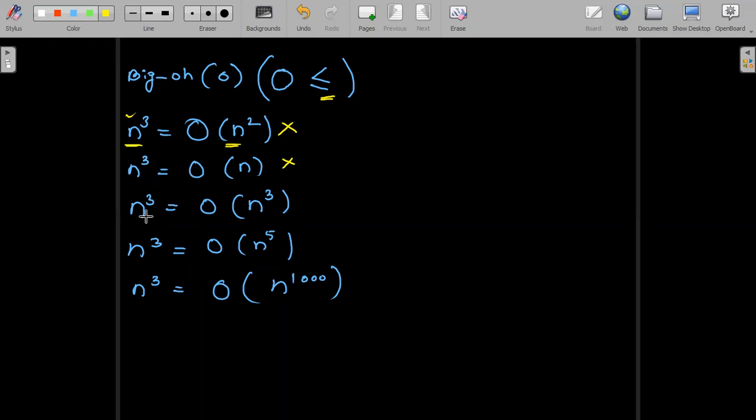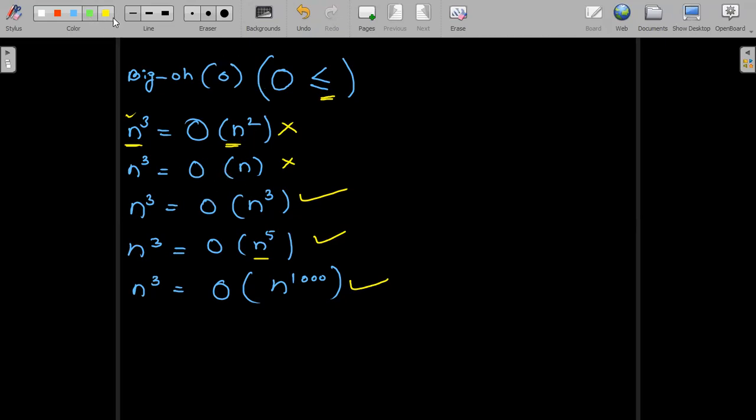Now you see, n cube equal to big O of n cube. This is okay, because one condition satisfies, because of less than or equal to. Again, n cube is equal to big O of n power 5. This also satisfies because this side is greater. Again, n cube is equal to big O of n power 1000. This also satisfies. Now please everybody observe here.